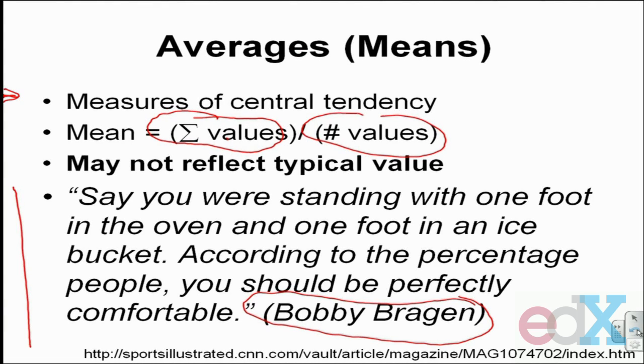Well, Bobby Bragan came up with a very interesting quote. It says, say you are standing with one foot in an oven and one foot in an ice bucket. So half of your body is burning up, and the other half of your body is freezing over. And Bragan said, according to the percentage people who report averages, you should be perfectly comfortable. Well, that's an example where an average would not be a very good description of a person's health state if half of his body is burning and half of his body is freezing.